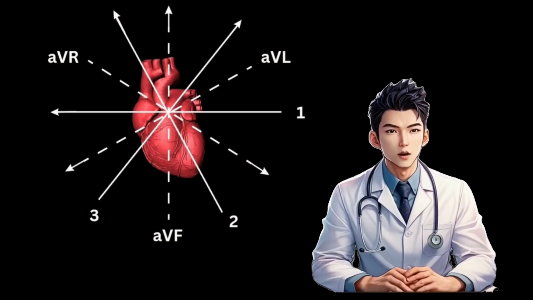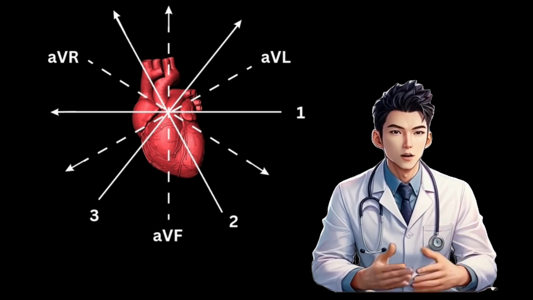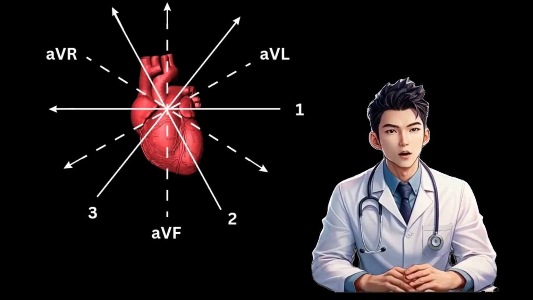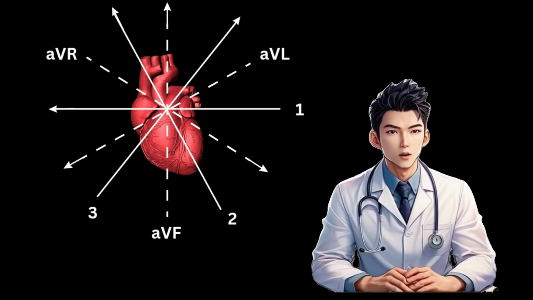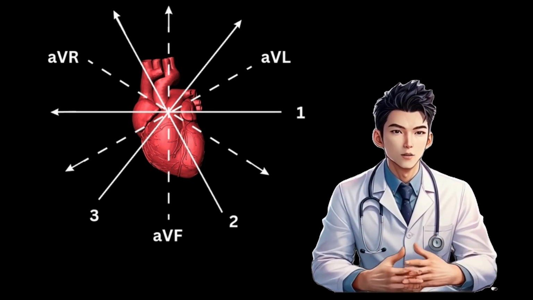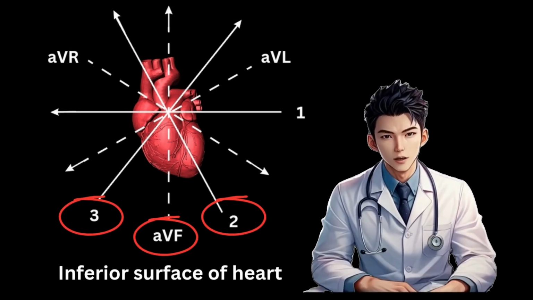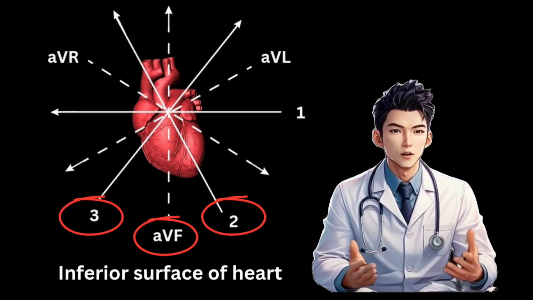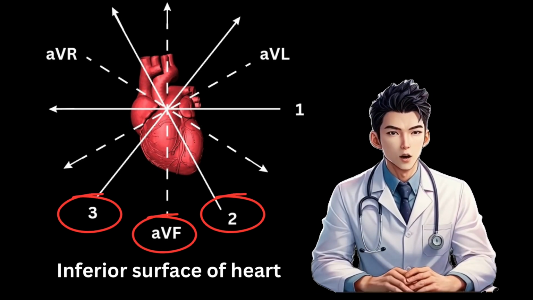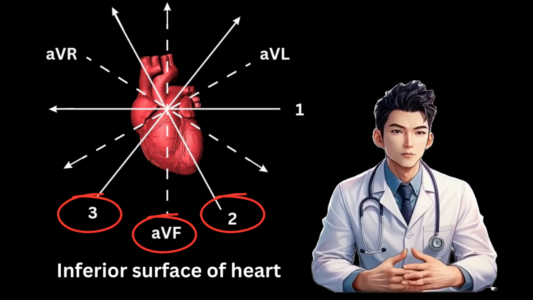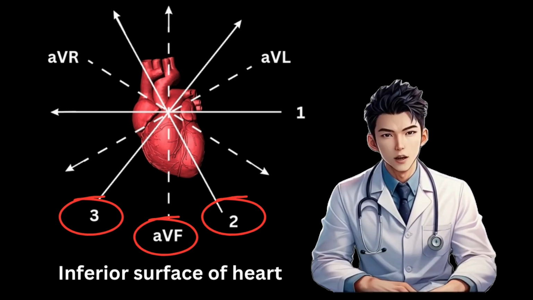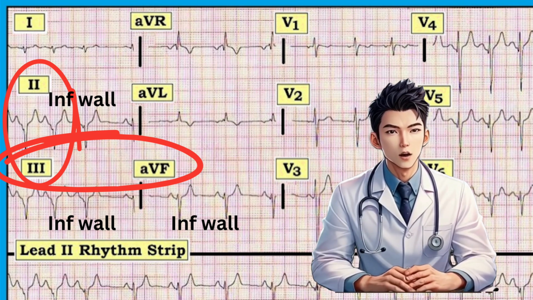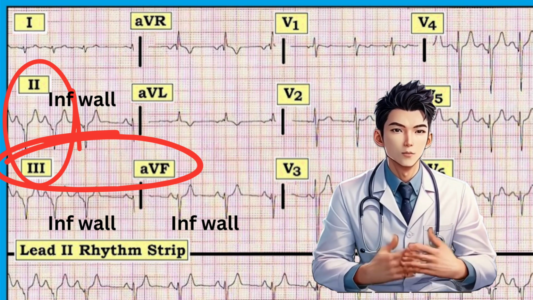Now if I ask you, which are the leads that are looking at the inferior surface of the heart? They are lead 2, 3 and AVF. And if there is a myocardial infarction in the inferior surface, if it is an inferior wall myocardial infarction, leads 2, 3 and AVF will show changes. Leads 2, 3 and AVF show us the inferior wall of the heart.